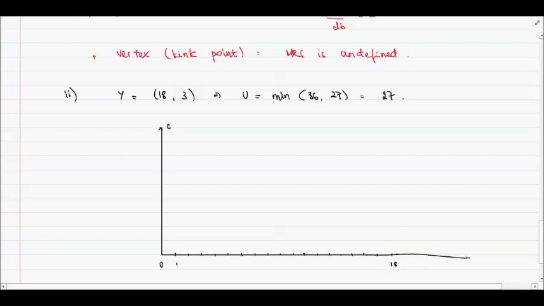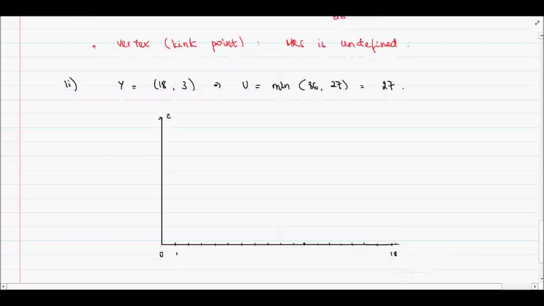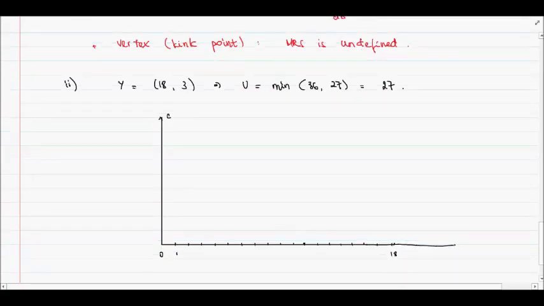Let's make it a lot longer. So this is bread. The first bundle includes 18 units of bread and 3 units of cheese, so 1, 2, and 3. So this is my first bundle, bundle Y.